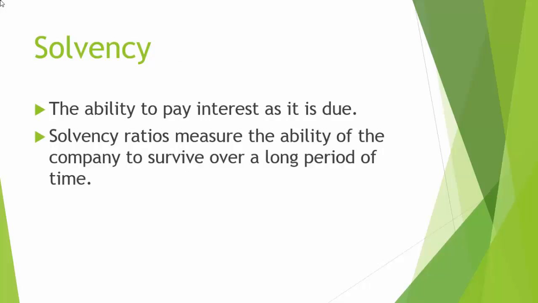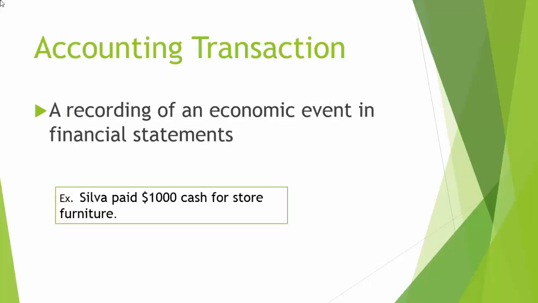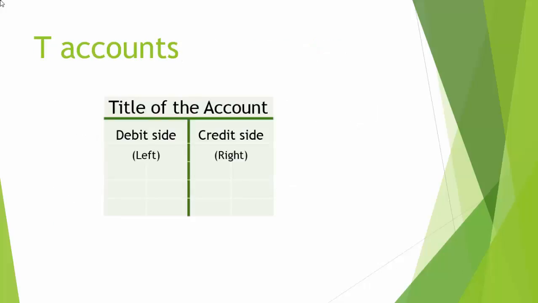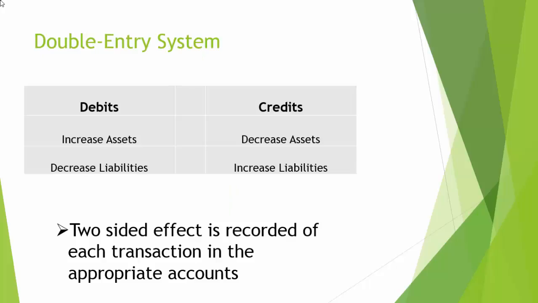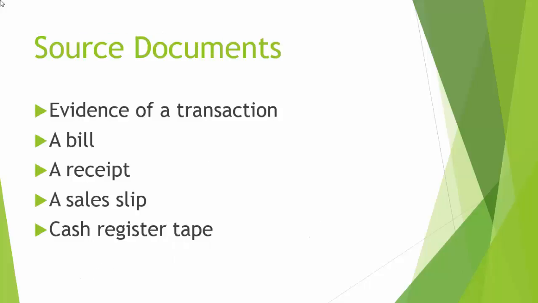An accounting transaction is an event that requires recording in the financial statements because assets, liabilities, stockholders' equity, revenues, and expenses are affected. A T account is the basic form of an account. Each transaction always affects 2 accounts, which is why in accounting the double entry system is used, where the dual effect of each transaction is recorded in the appropriate accounts. It is an elaboration to the T accounts.